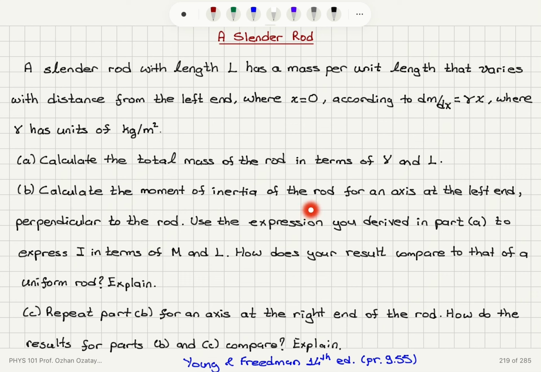Calculate the moment of inertia of the rod for an axis at the left end, perpendicular to the rod. Use the expression you derived in part A to express I in terms of capital M and capital L. How does your result compare to that of a uniform rod? Explain.